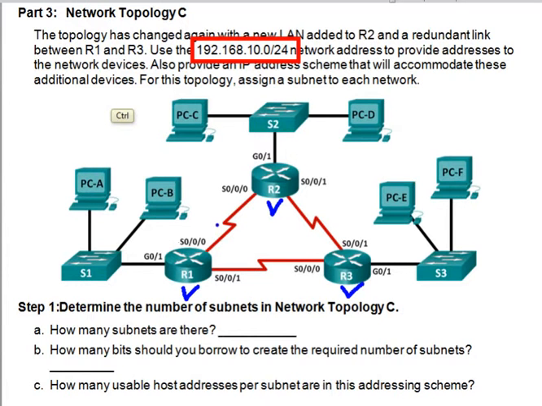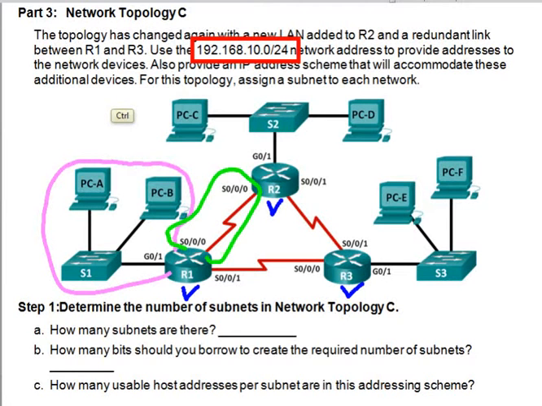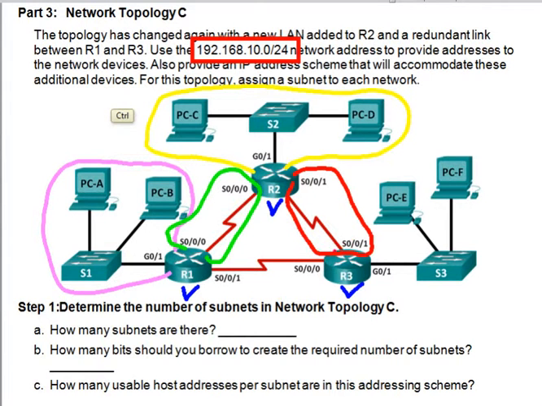Okay, so what we need to do is we are going to find out the number of subnets. So in this case, let's draw a purple bubble over here to represent the first subnet, another bubble in green for the second subnet, the third bubble in yellow for the third subnet, the fourth bubble in red for the fourth subnet, the fifth bubble in blue for the fifth subnet, and the last bubble, okay, we use purple again for the last subnet.